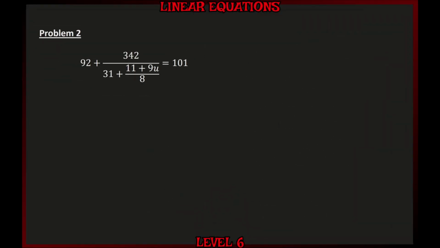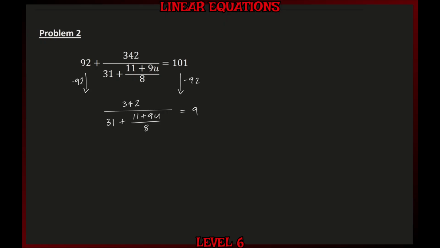In problem 2, we're solving the equation 92 plus 342 over 31 plus (11 plus 9u over 8) is equal to 101. Now to start, we'd like to remove the 92 from the left-hand side to leave the fraction on its own. And we can do this by subtracting 92 from the left and also subtracting 92 from the right. On the left, the plus 92 and the minus 92 cancel out, so we're just left with 342 all over 31 plus (11 plus 9u over 8). On the right, 101 minus 92 gives us 9.